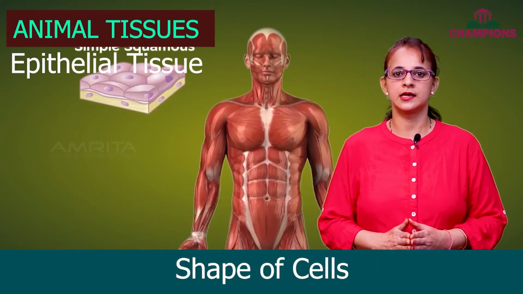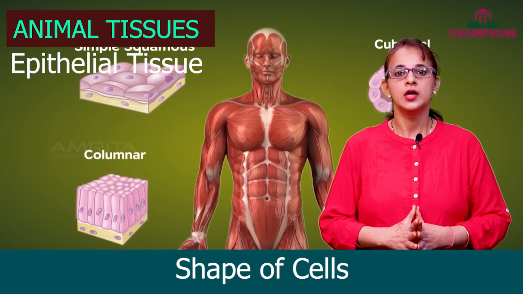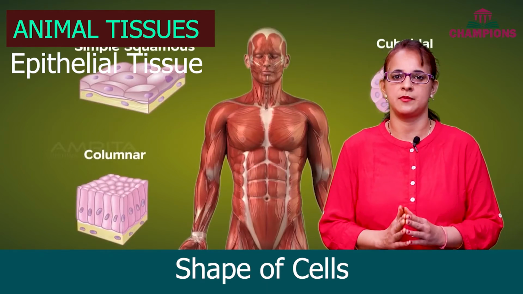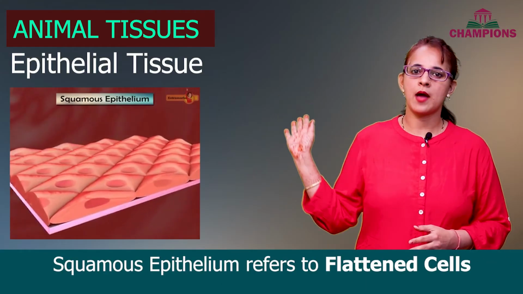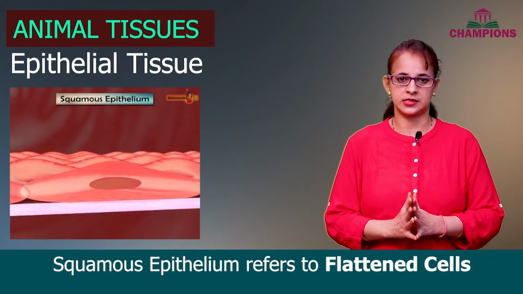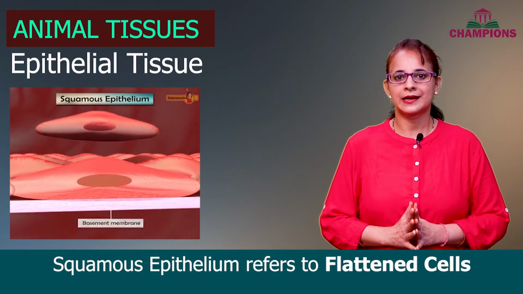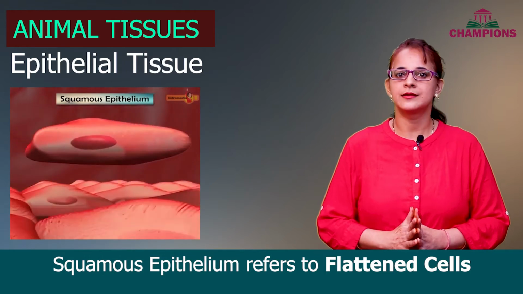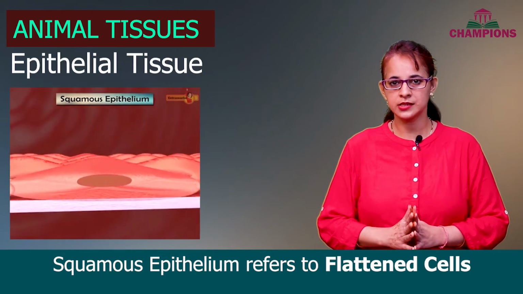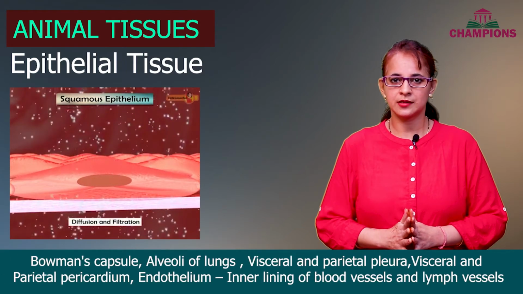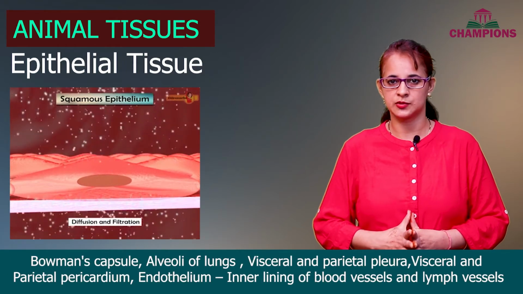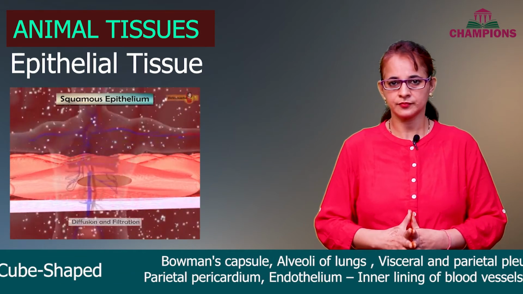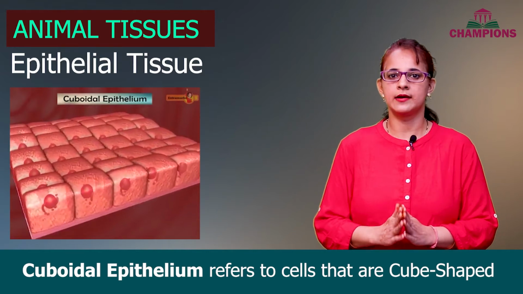Now coming to the second classification of epithelial tissue, it is based on the shape of cells. Based on the shape, it is very simple. First is squamous epithelium. The word squamous comes from the Latin word squama. Squama means flat. These cells are flattened single layered cells making up this tissue. And where is it present? It is present in the Bowman's capsule, in the alveoli, and in the lining of blood vessels.